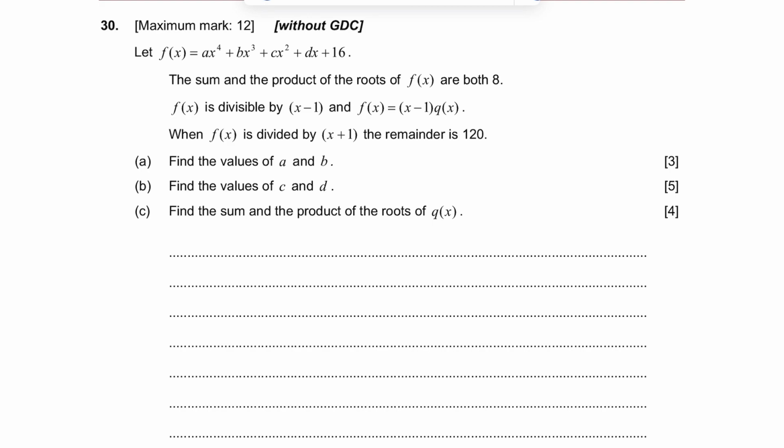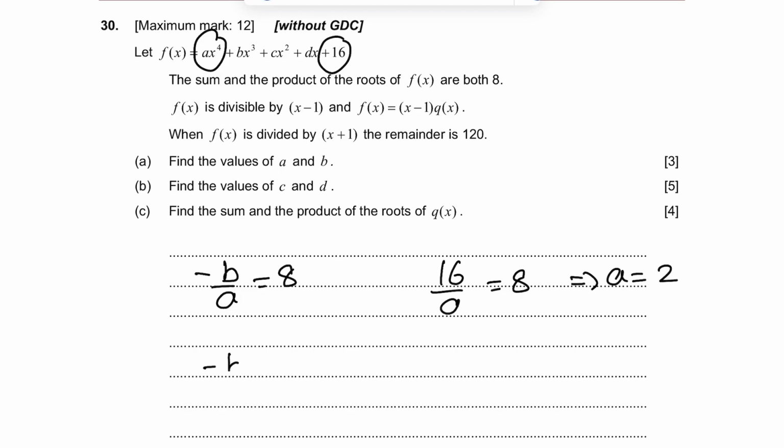Question number 30. f of x equals ax to the power 4 plus bx cube plus cx square plus dx plus 16. The sum and product of both the roots is 8. The sum of the roots, minus b upon a, equals 8. The product of the roots, it is an even degree, so therefore constant upon a. 16 upon a equals 8. It implies a equals 2. So negative b upon 2 equals 8. So b equals negative 16.